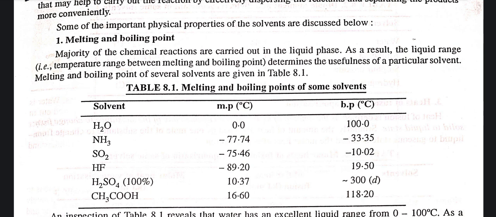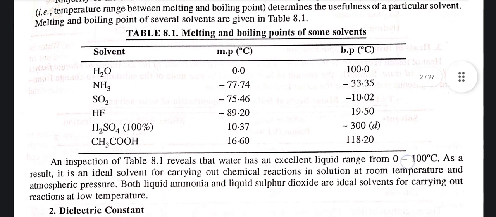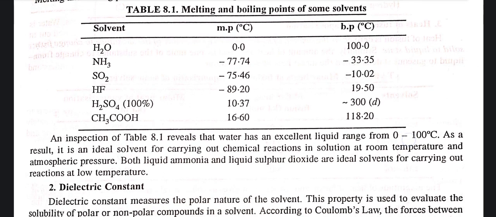Melting and boiling points of several solvents are given. An inspection of this table reveals that water has an excellent liquid range from 0 to 100 degrees Celsius. As a result, it is an ideal solvent for carrying out chemical reactions in solution at room temperature and atmospheric pressure. Both liquid ammonia and liquid sulfur dioxide are ideal solvents for carrying out reactions at low temperature.